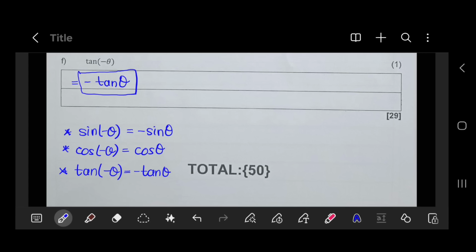And that gets us to the end of this investigation. This was for a total of 50 marks.